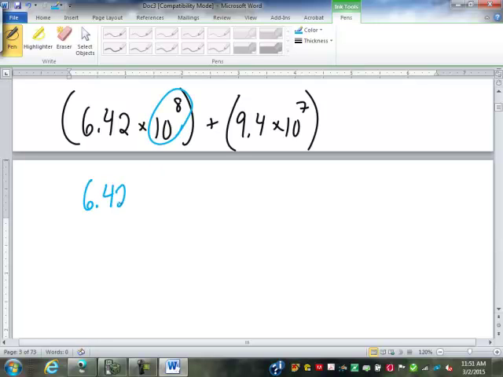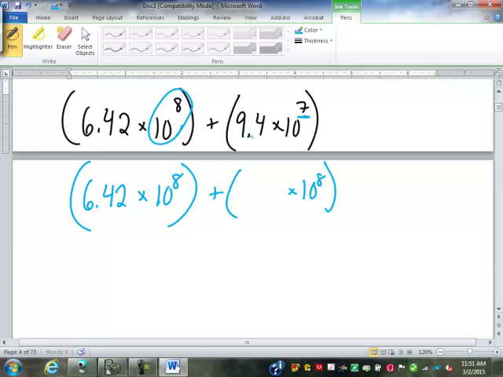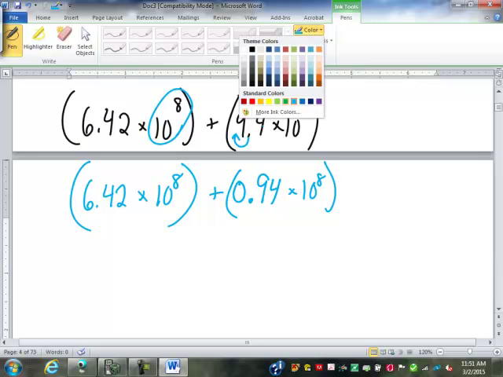So 6.42 times 10 to the 8th is not going to change. And we're going to change this to be 10 to the 8th. Well, the power of 10 got larger, so the number gets smaller by 1 place value. So that becomes 0.94. And again, we put the 0 in front just to highlight that the decimal point is there.